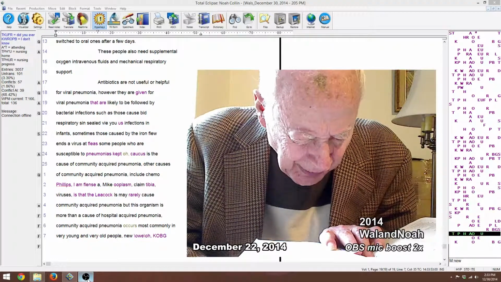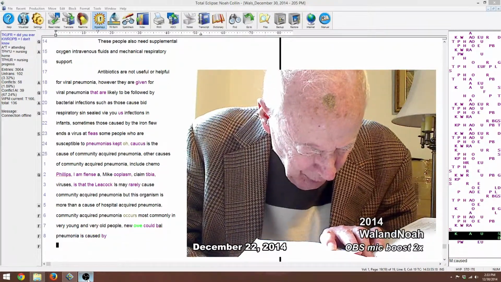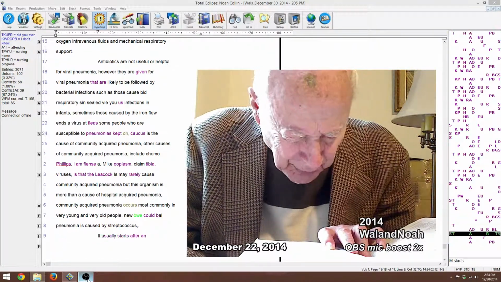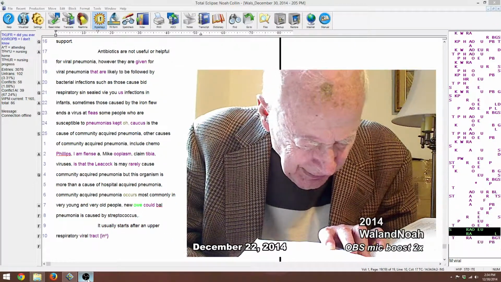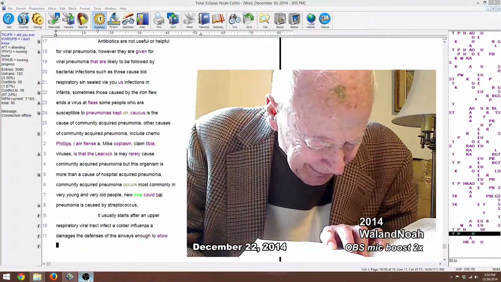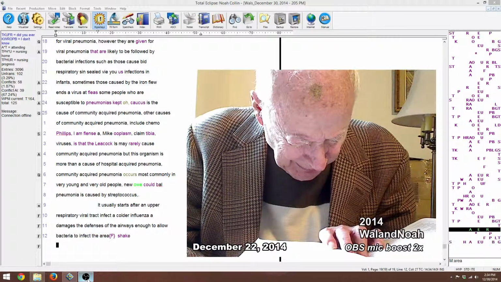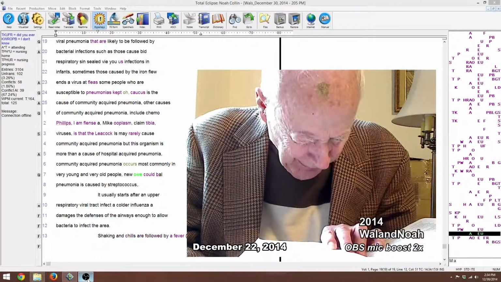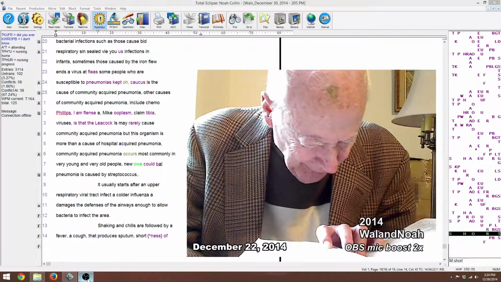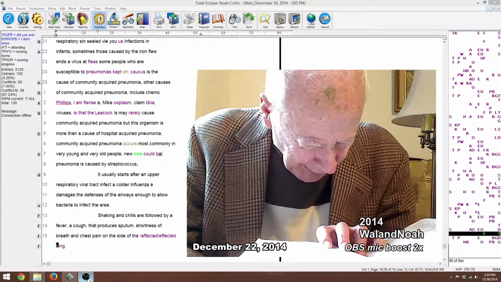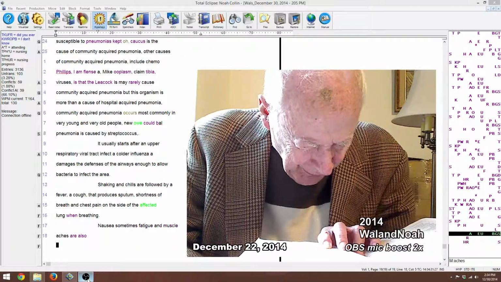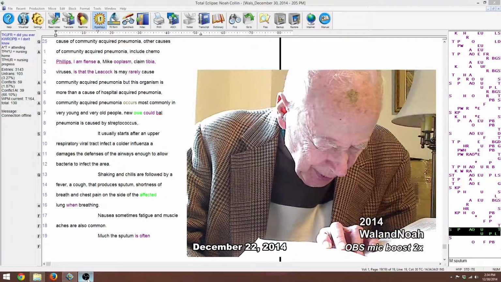Pneumococcal pneumonia is caused by Streptococcus pneumoniae, or pneumococcus. It usually starts after an upper respiratory tract viral infection. A cold or influenza damages the defenses of the airways enough to allow bacteria to infect the area. Shaking and chills are followed by a fever, a cough that produces sputum, shortness of breath, and chest pain on the side of the affected lung when breathing. Nausea, sometimes fatigue, and muscle aches are also common. The sputum is often rust-colored from blood.